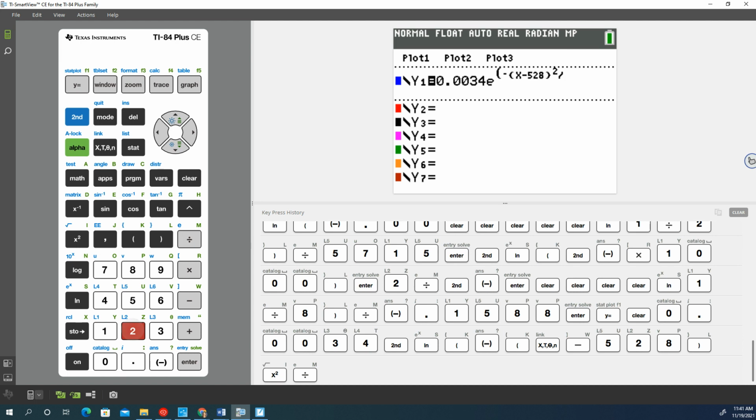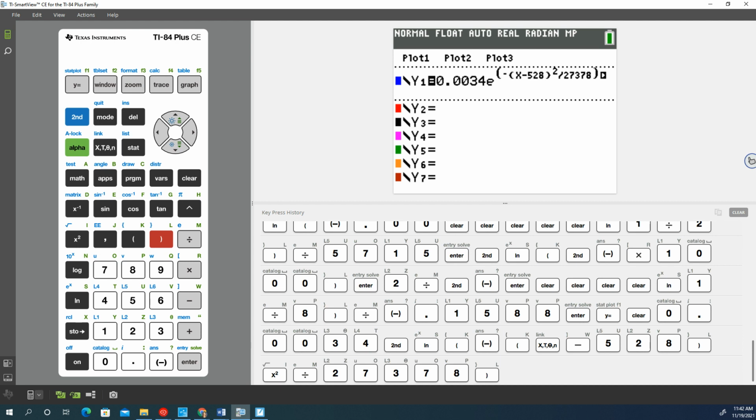Divided by 27,378. All I did here is I just added in an extra set of parentheses to my full exponent. Make sure that negative. Hold on, we have to fix our window.